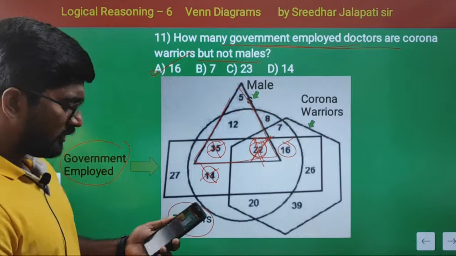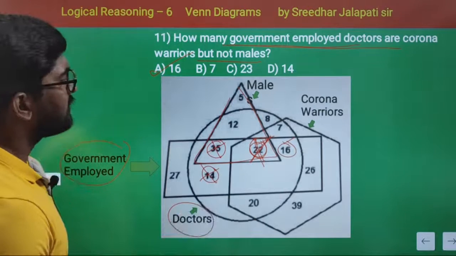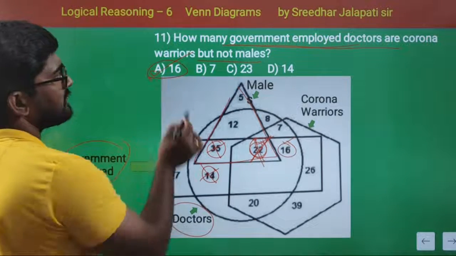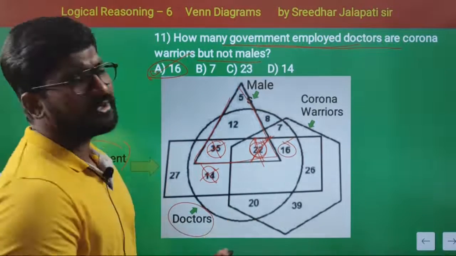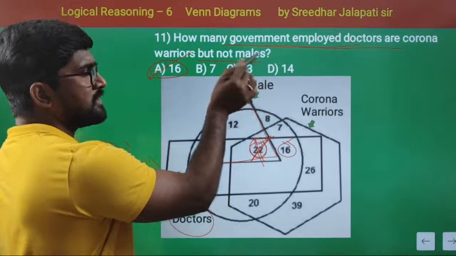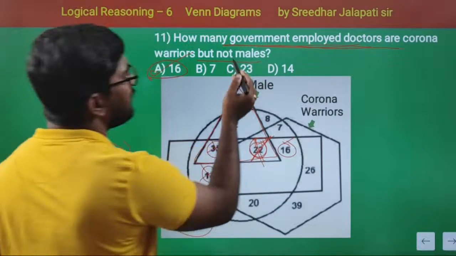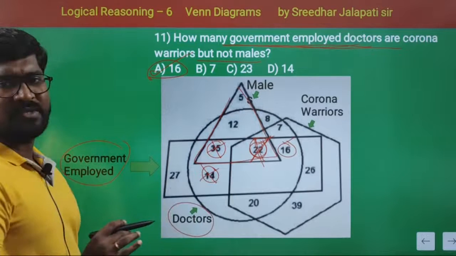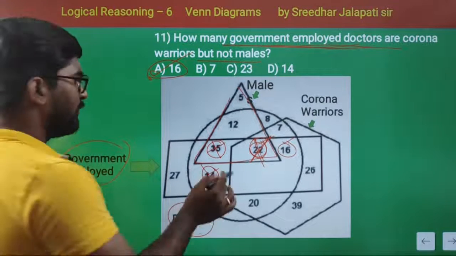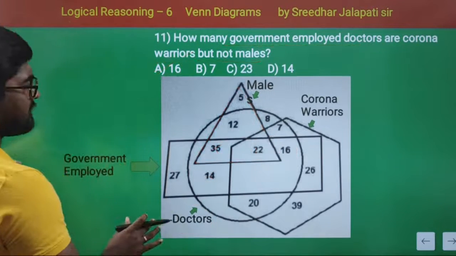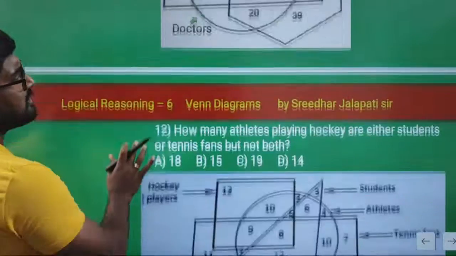Yes, I appreciate all those who responded with answer option 16. Answer 16, option A. Is that clear? So what we are actually doing, first of all we should understand the question and we need to pick up the proper region which satisfies that. Clear? Hope you followed. And here is the last question from these diagram based Venn diagram questions.